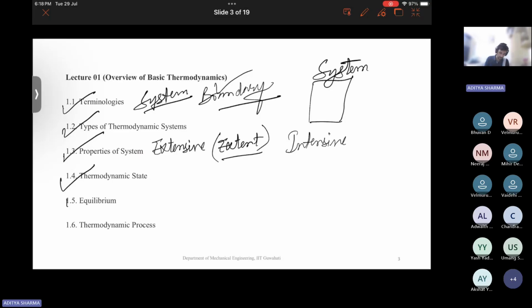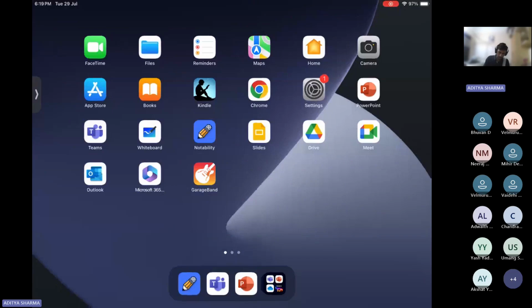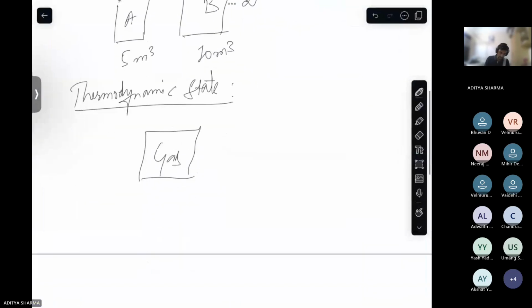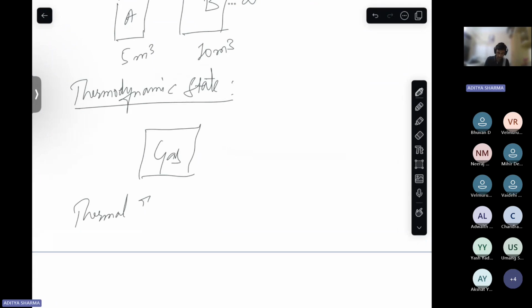Then next topic is your equilibrium. What is equilibrium? Equilibrium in very simple terms basically is balance, right? This is a type of thermal study, so here we will be dealing with thermal equilibrium.